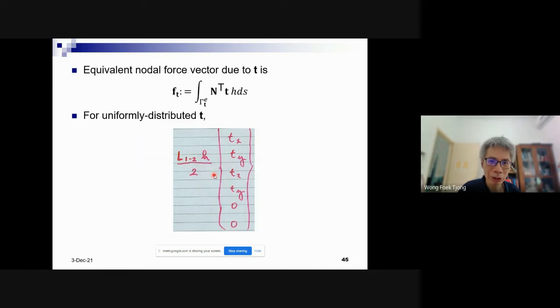Anyone knows? Actually, this is just divided by 2, right? Let's assume that T is in the unit of force per unit area. Area of what? Area of the surface on which it acts. So this is just the length of side 1, 2 times the thickness, divided by 2. Okay. How to prove this? This is from here. Let me show the proof in the paintbrush.